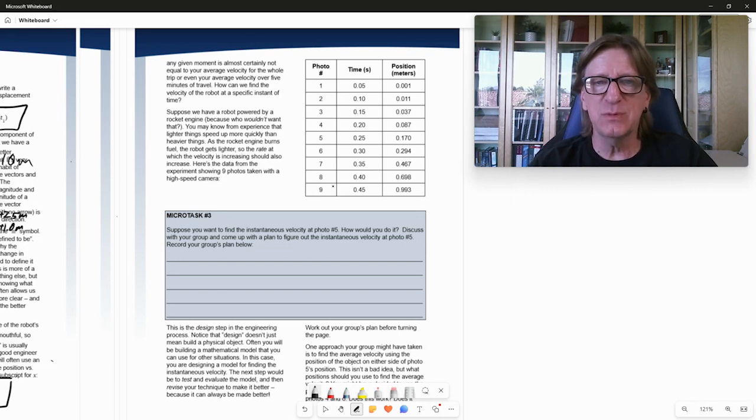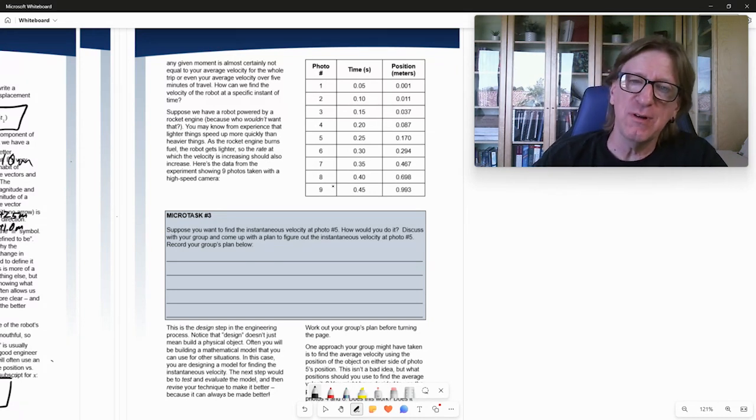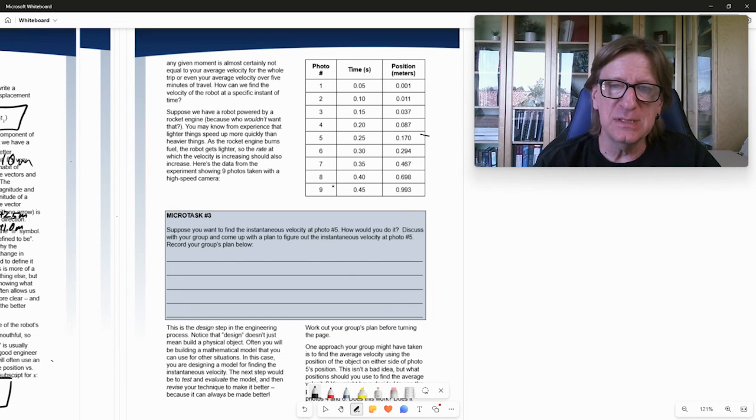So what we did was we took 9 photos with a high-speed camera. It takes a picture every 500th of a second, and we measured its position. How would you figure out the position? How would you figure out the velocity exactly at photo 5?